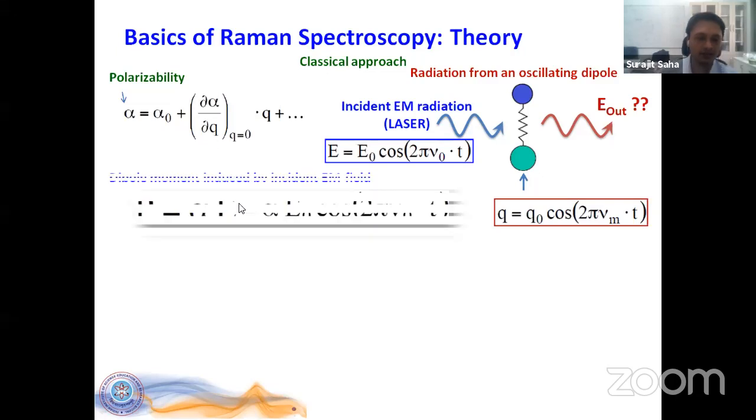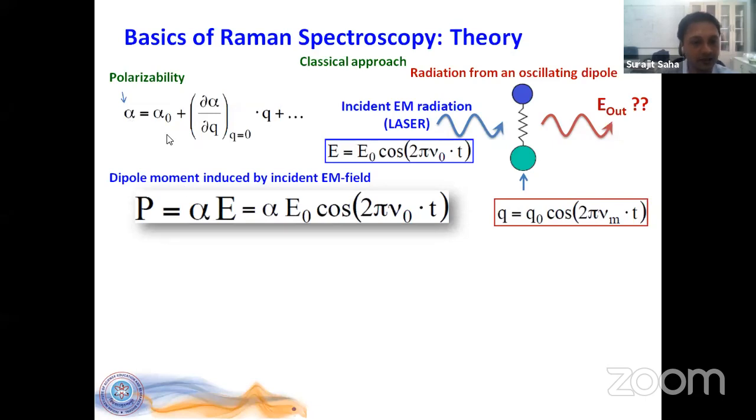Now let's go to the next step. We know alpha, the rest value of polarizability plus the induced polarizability, and we also know the electric field. The interaction between the electromagnetic radiation and the matter gives rise to a change in the dipole moment, which is the dipole moment induced by the electric field. So the polarization is alpha E. Now we can put in the respective expressions of alpha and of the electric field.